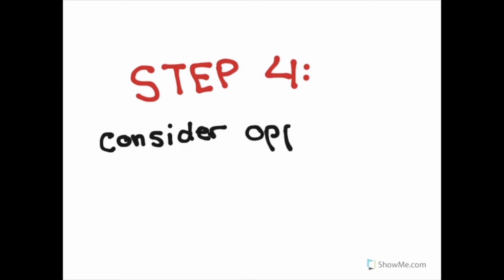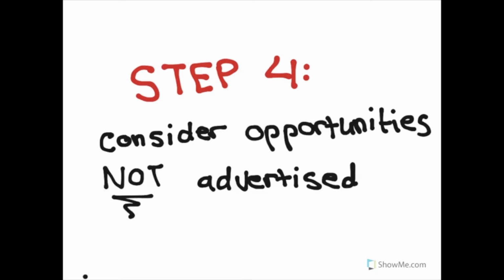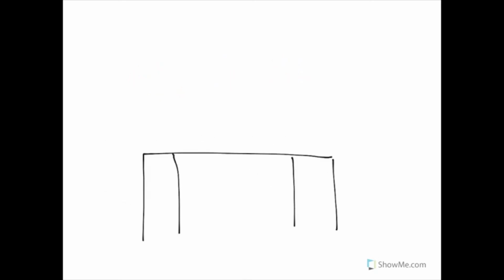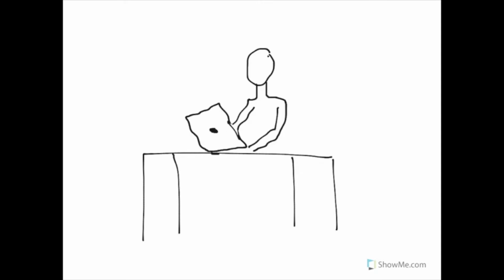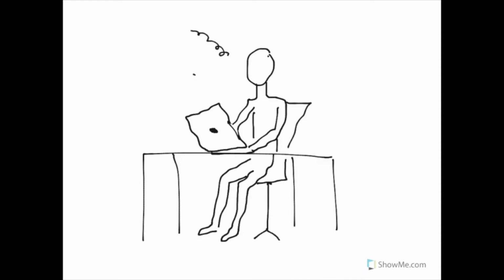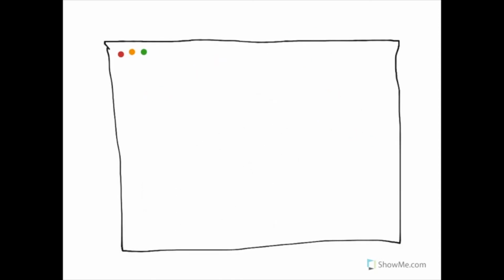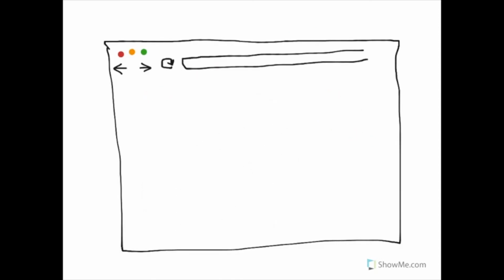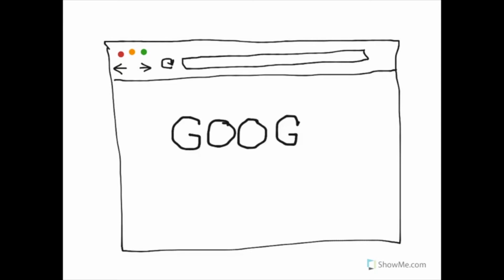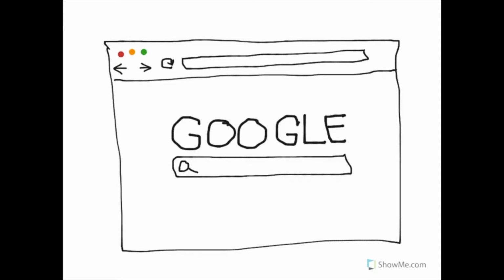Step 4. Consider the opportunities that are not advertised. Now, you may have looked through all of the advertised PhD positions but still haven't found the one that's perfect for you. This may seem frustrating and annoying, but this is nothing to be disappointed about. If this is happening to you, then potentially identify some universities that you think might be a good fit or the ones that you are interested in.